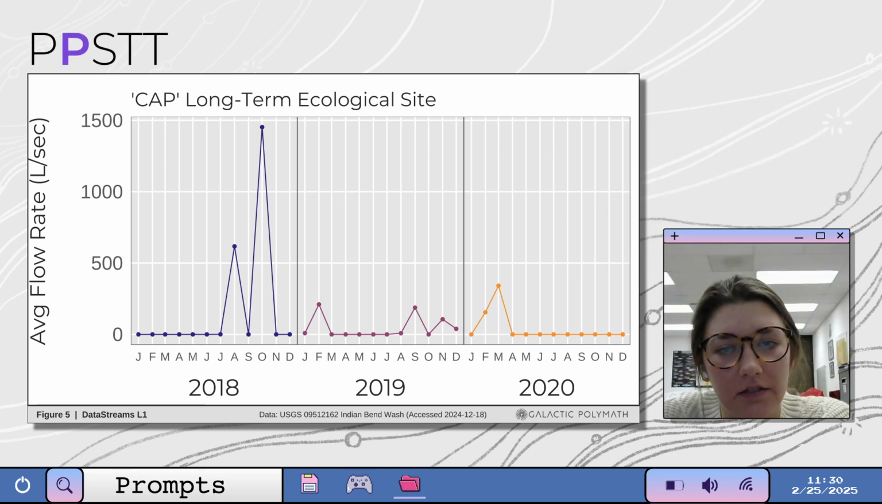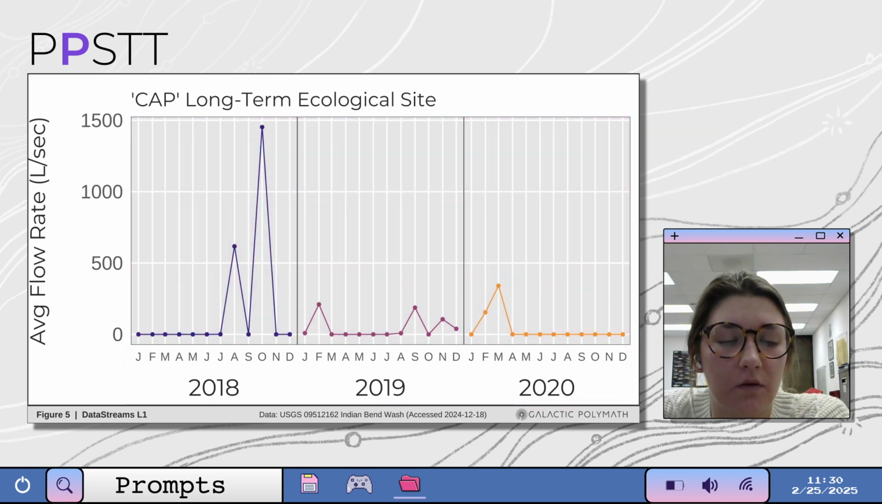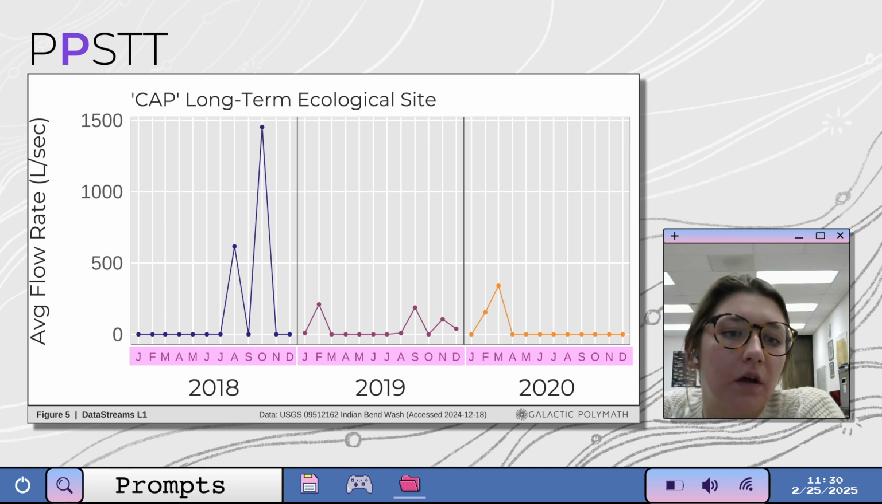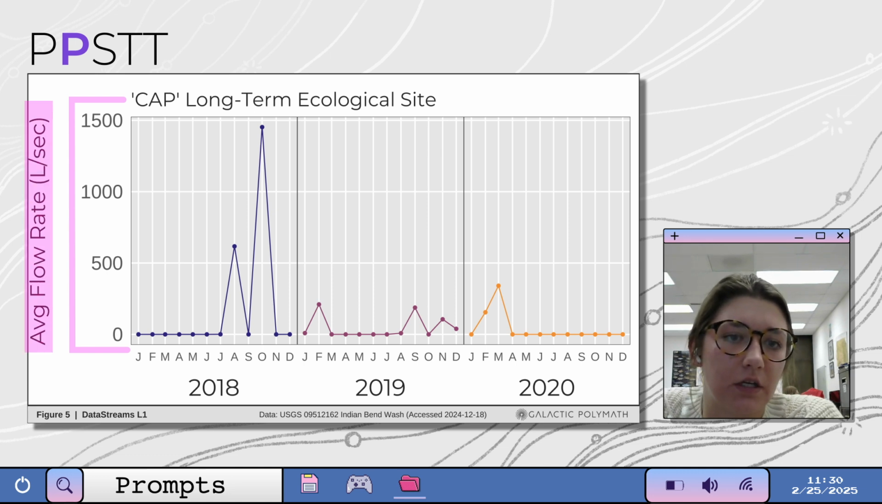So here on the x-axis, this horizontal line, we have time. So each of these different panels represents a different time period. So we have 2018, 2019, and 2020. And then those are broken down by each of our months. So that's just indicated by the first letter of each month. And then here on the y-axis, we have what look to be numeric variables, and we can see that's average flow rate in liters per second. So that's just indicating how much water is flowing through a given system at a time.